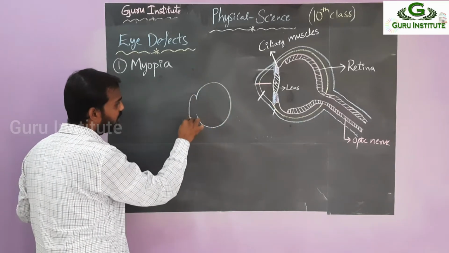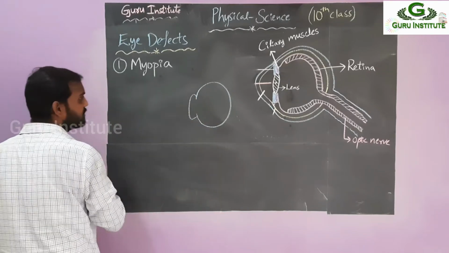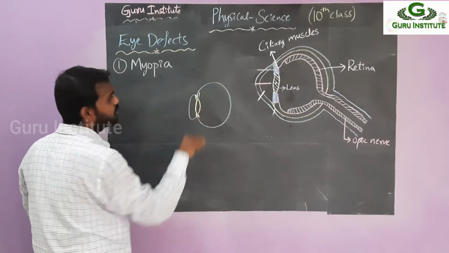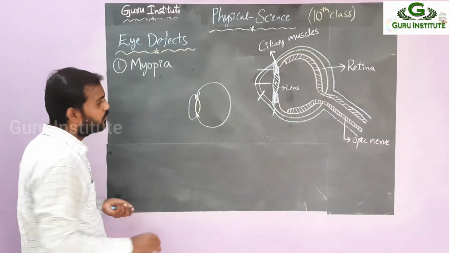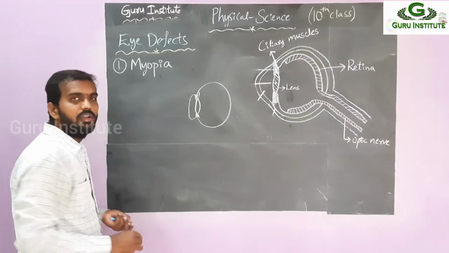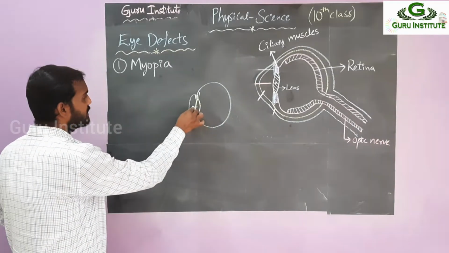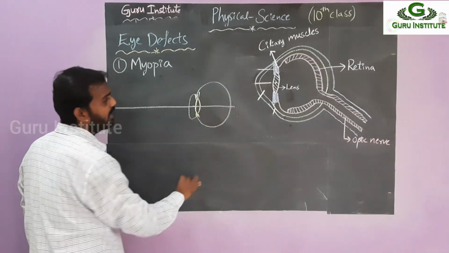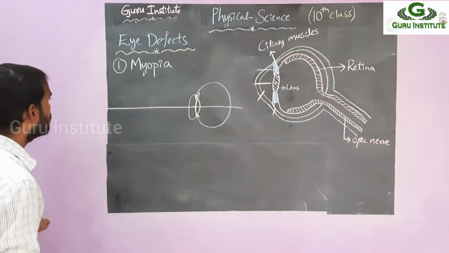This is our eye, this is our eye lens, and these are the ciliary muscles. This part we can take as the retina. From the pupil, you can take the principal axis, like this. Next, coming to this one.